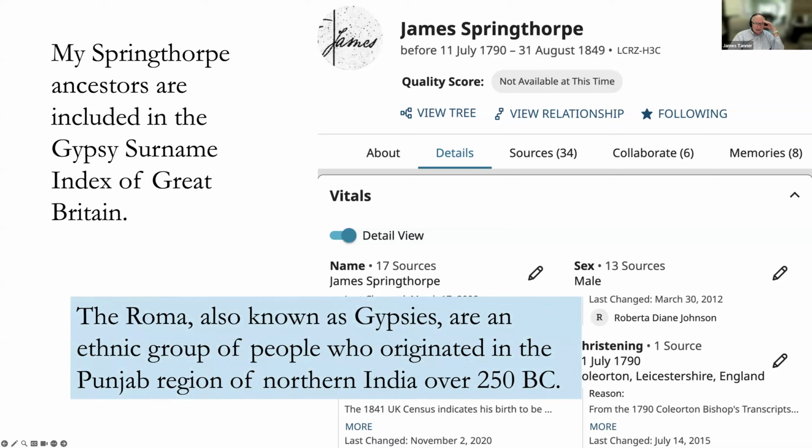The name Gypsy is inappropriate. It's not what they're called. They are the Roma, and they're an ethnic group of people who originated in the Punjab region of northern India about 250 BC. And they have spread all over Europe. And it is very, very possible that someone who has married into, and has a genetic connection to, somebody who's a Roma. And now we don't know for sure.